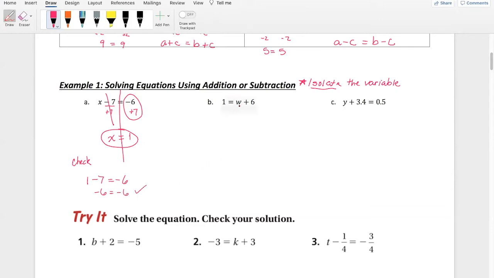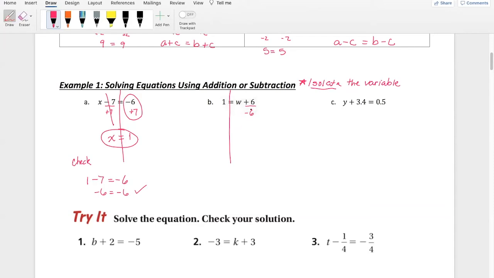All right, let's take a look at this one. 1 equals a w plus 6. Here's our fence again. And now my variable's on the other side. That's okay. I want to isolate that variable, get it by itself. However, on this side right now, I have this plus 6, and I want to have just w here. So to cancel out this adding 6, our inverse operation would be subtract 6 to cancel it.